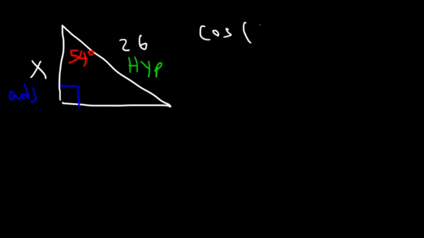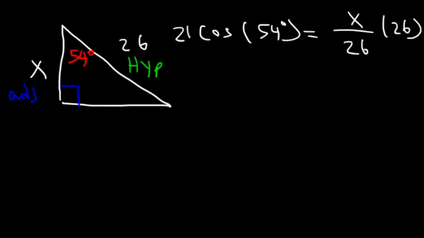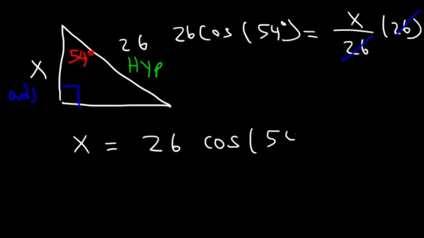So therefore, cosine of the angle 54 is equal to the adjacent side x divided by the hypotenuse of 26. So to get x by itself, we got to multiply both sides by 26. So therefore, x is equal to 26 cosine of 54 degrees. Cosine 54 is 0.587785. If we multiply that by 26, this will give us the value of x, which is 15.28.